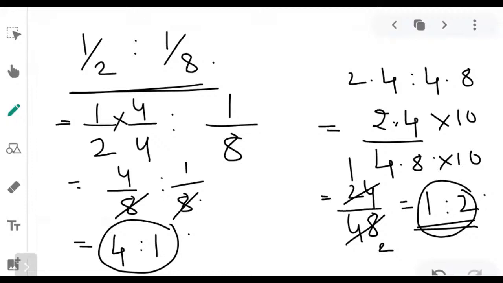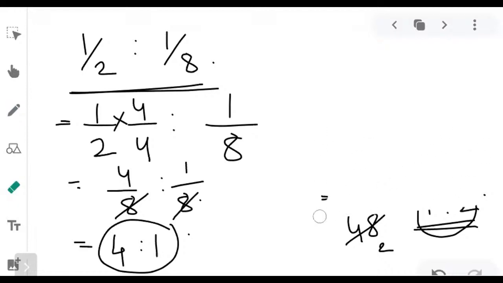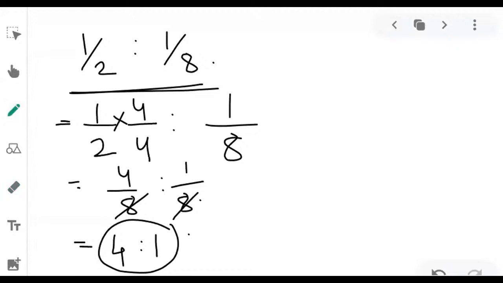Vinay, did you understand this? Yes, ma'am. All right, super. Now, who were we looking at? Vinay, can you tell me the simplest form of this ratio?